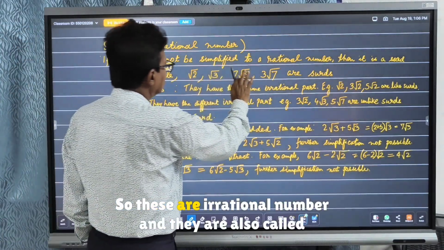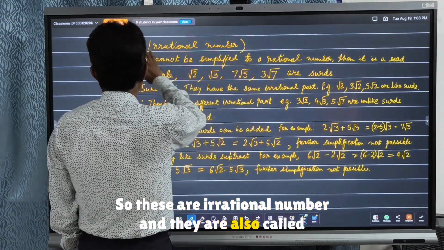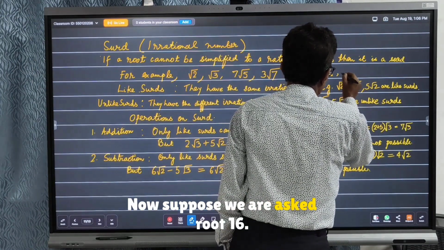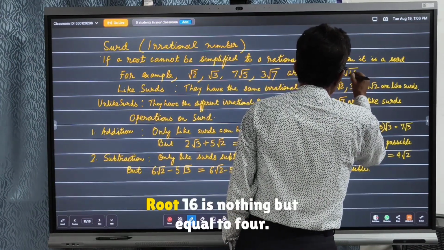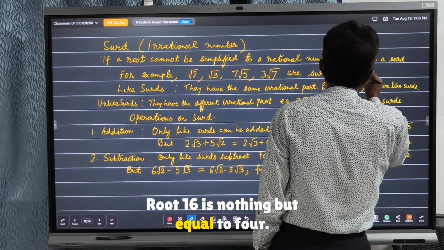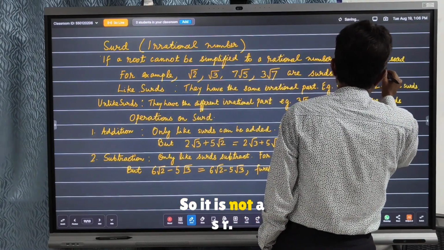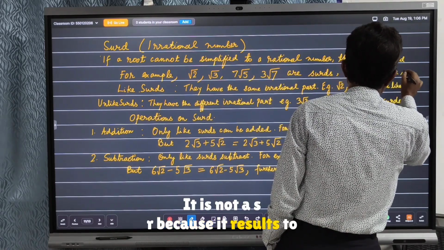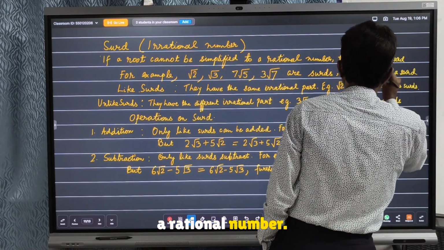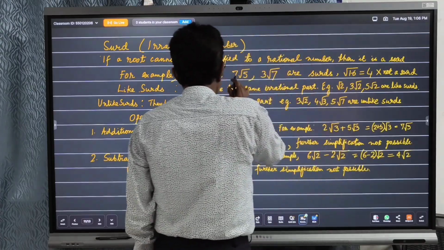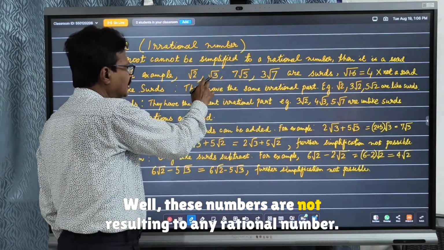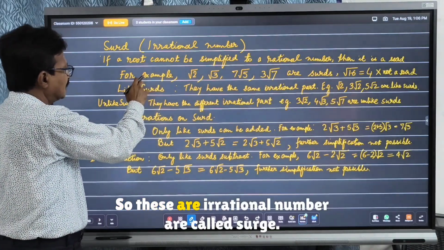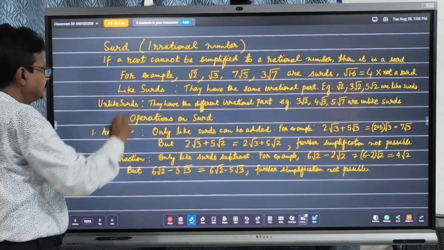So these are irrational numbers and they are also called surds. Now suppose we are asked root 16. Root 16 is nothing but equal to 4, so it is not a surd. It is not a surd because it results in a rational number. Root 16 is 4, while these numbers are not resulting in any rational number. So these are irrational numbers, or called surds.